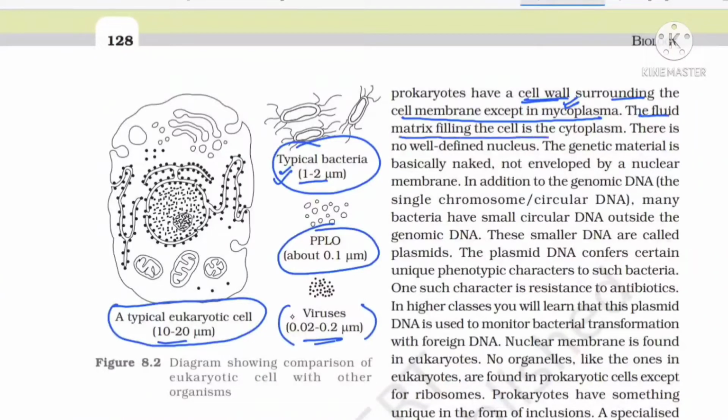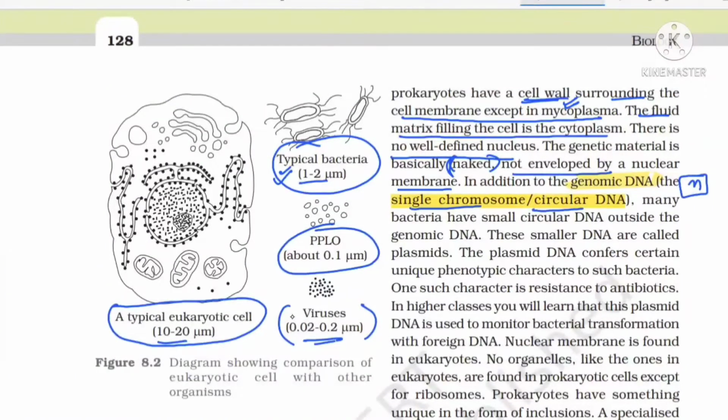The fluid-filled matrix of the cell is known as cytoplasm. You know, prokaryotes don't have a nucleus. Genetic material is naked. Naked means it is not enveloped by a nuclear membrane. They have genomic DNA, a single chromosome that is circular DNA. So the ploidy of bacteria is haploid. A question can be asked because we are mentioning a single chromosome, and that single chromosome is itself the circular DNA.